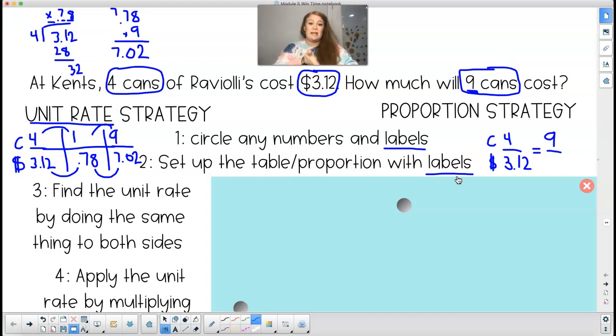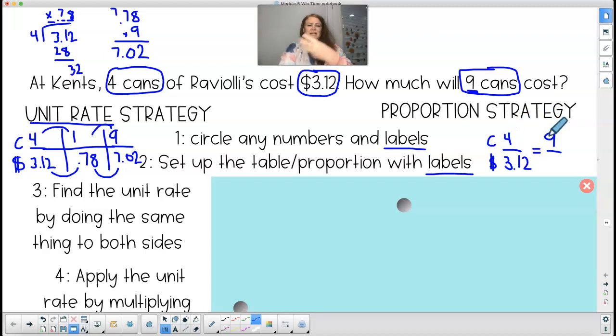So let's go ahead and look at how is that proportion strategy the same? How is it different? You can see we set it up to start exactly the same. Cans, money, 4 cans, $3.19. But instead of finding that unit rate, I'm skipping straight to the 9 here. And if it was a nice number, I could ask myself, how do I get from 4 to 9?